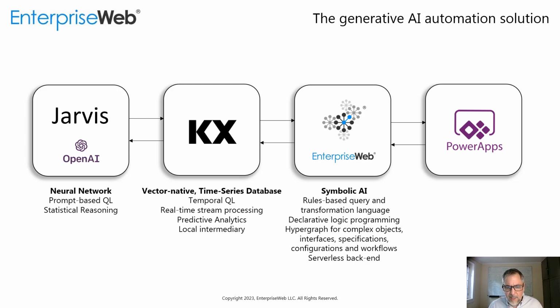Enterprise Web is effectively a realization of symbolic AI, or the old school AI, rules-based query and transformation language. It's just a modern implementation of the original ideas of AI, now in a fully distributed context with a serverless backend. And once again, Power Apps is the front end.